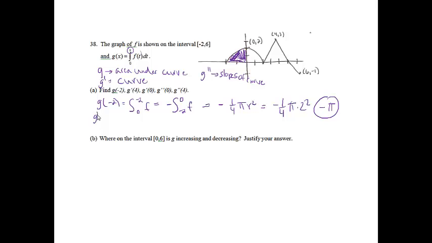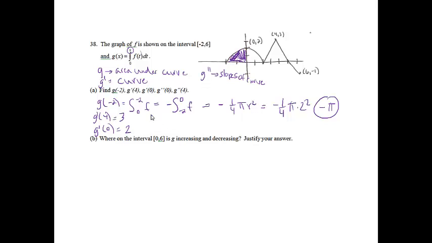Okay, the next part of that asks me to find g prime of 4. And g prime of 4, I know it's just looking at the curve at 4. So when x equals 4, my y value will be 3. And then g prime of 0, again, I'm just looking at the curve. So at 0, my y value would be 2.